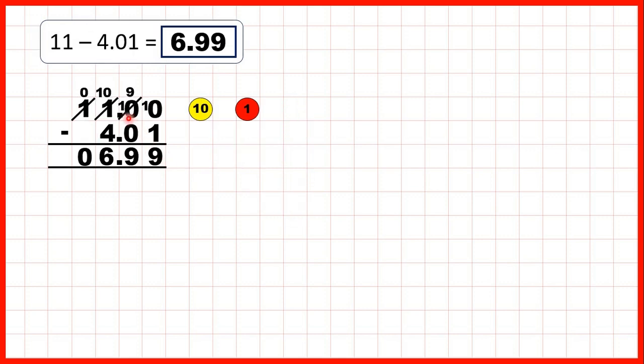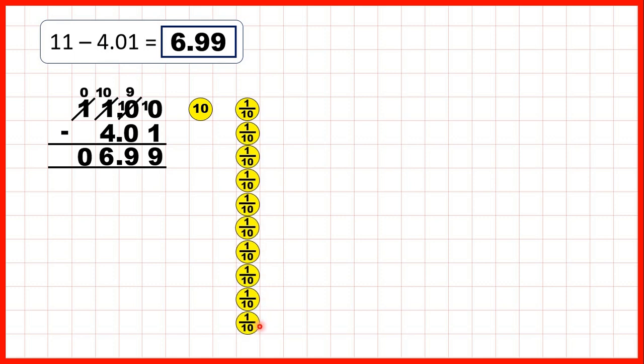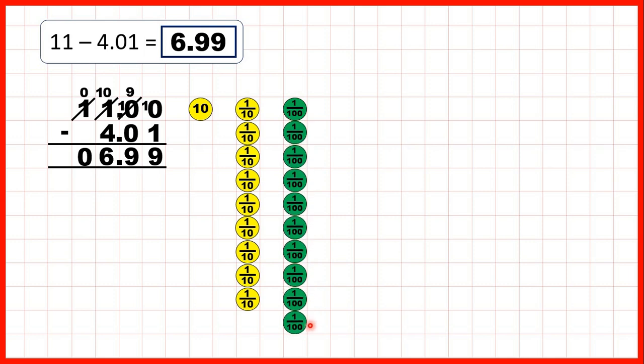Finally, we had 11, so a 10 and a 1, and we needed to subtract 4.01. Again, we exchanged our 1 for 10 tenths, then took one of our tenths and exchanged that for 10 hundredths. We subtracted 1 hundredth, then we didn't need to subtract any tenths, but to subtract 4 ones, we first had to exchange with our 10. Taking away 4 ones gave us 6 ones, 9 tenths and 9 hundredths, so 6.99.